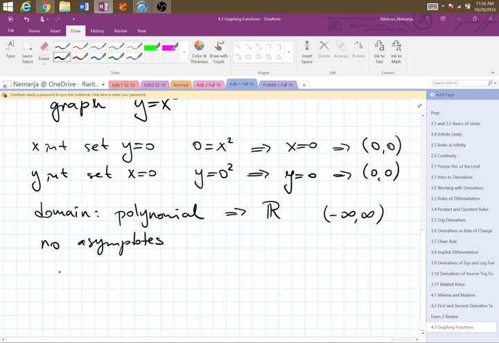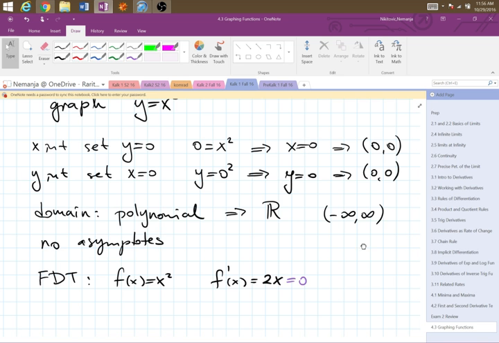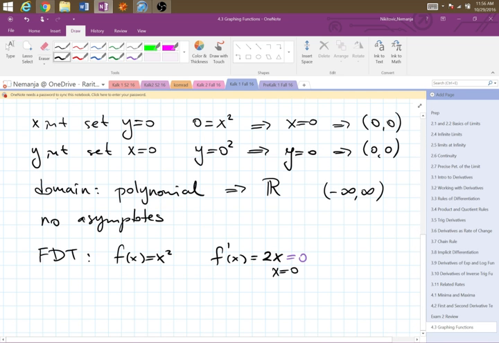And now we do the first derivative test. We take that our function is x squared. We find the derivative, which is 2x, and we set that equal to 0. We solve the equation, x equals 0. And then f of 0 is also 0. So we see that there is a critical point at (0, 0).